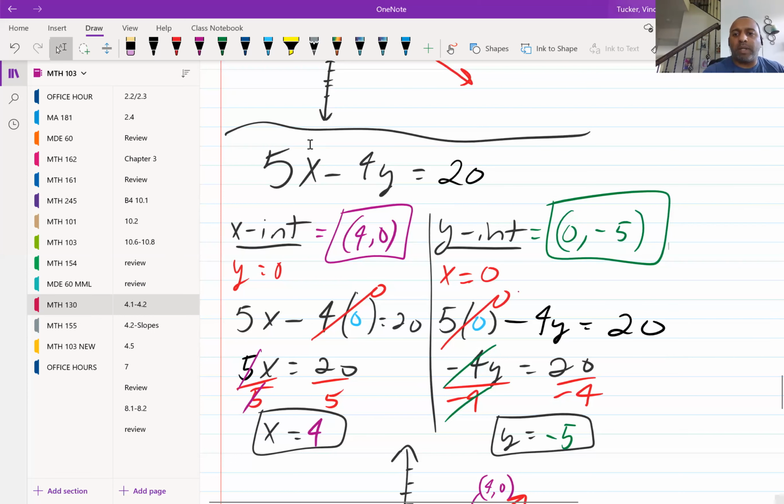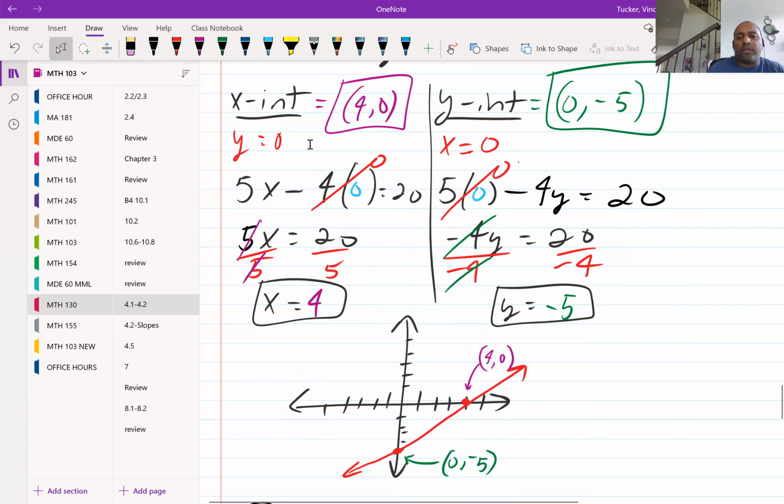All right, any questions? Everybody good? So you graph your two points. (4, 0), you go to the right 4: 1, 2, 3, 4, okay. And then (0, -5), you go down 5: 1, 2, 3, 4, 5, negative 5, okay. Any questions?